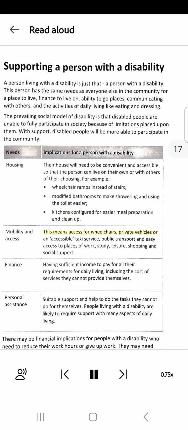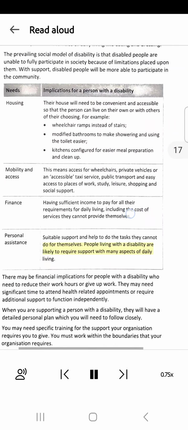This means access for wheelchairs, private vehicles or an accessible taxi service, public transport and easy access to places of work, study, leisure, shopping and social support. Having sufficient income to pay for all their requirements for daily living, including the cost of services they cannot provide themselves. Suitable support and help to do the tasks they cannot do for themselves.